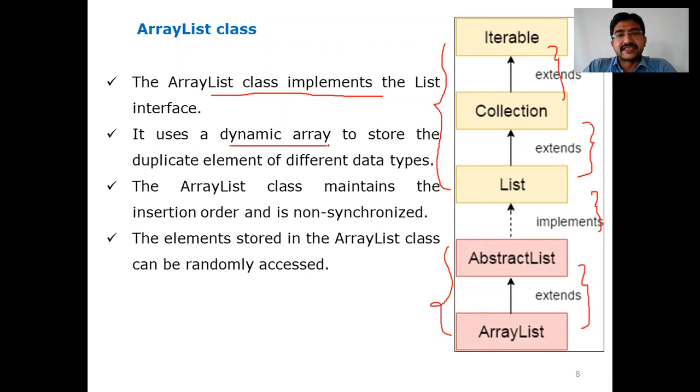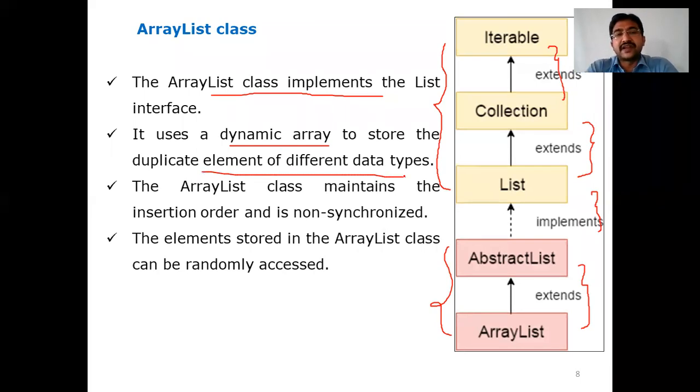What is the purpose of ArrayList here? Normally, you know what an array is. An array is nothing but a collection of homogeneous objects or homogeneous elements. Now, if you want to add something dynamically, because array size is fixed, right? If you want to use a dynamic array to store duplicate elements of different data types, that is also allowable.